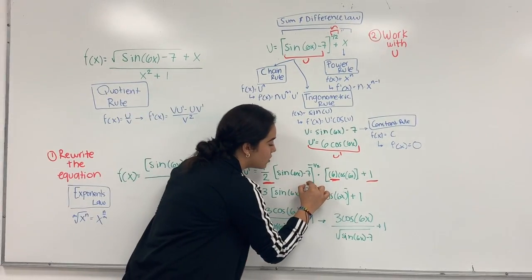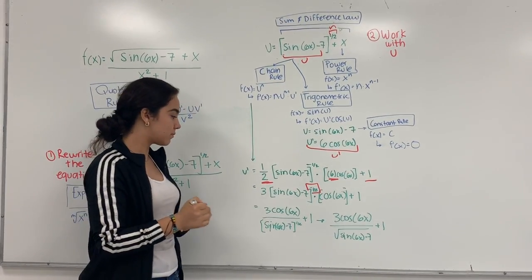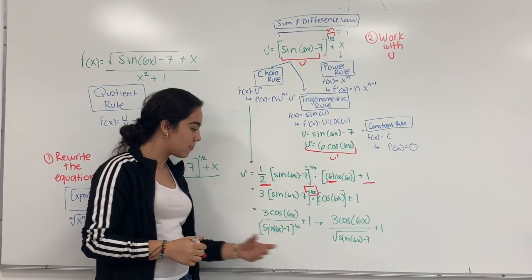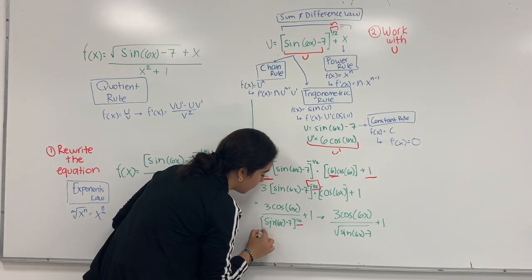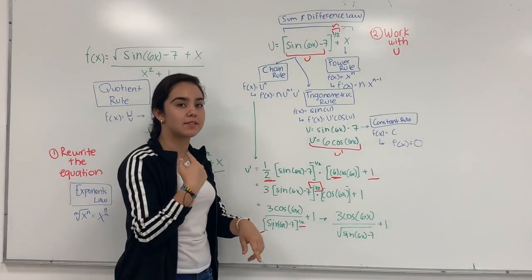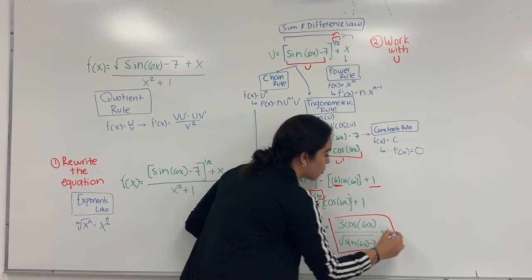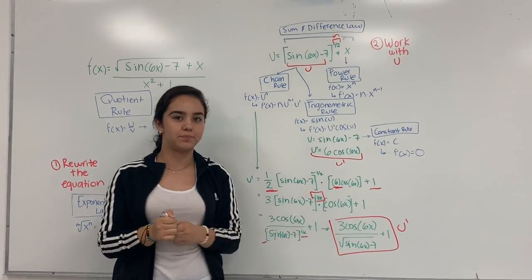Now, as you notice here, you have a negative. It means that this part of the equation needs to go down, and then this part, we're going to return it as a form of radical. So this completed part will be the derivative of u.